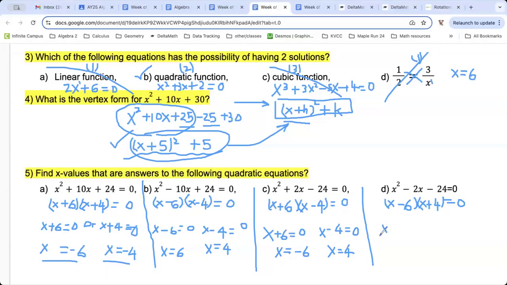And principle of zero product, set that up equal to 0. And you set the second factor up equal to 0. Ooh, handwriting is not the best. So you have two solutions, mental math. 6 minus 6 equals 0. And negative 4 plus 4 is going to be equal to 0. Okay.